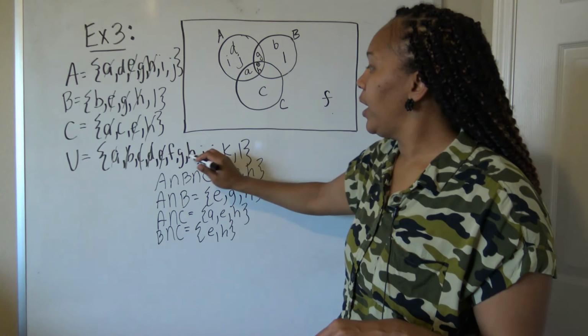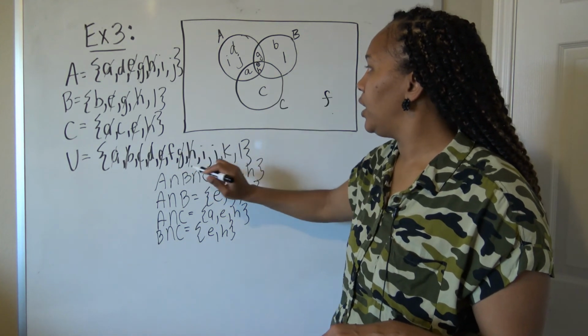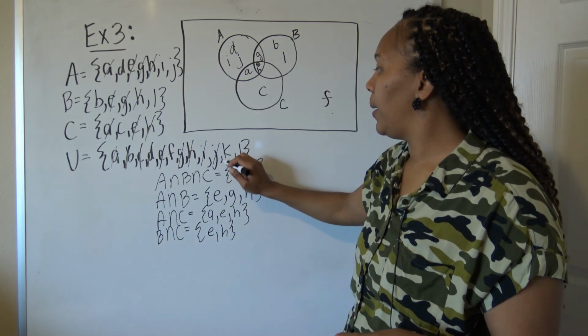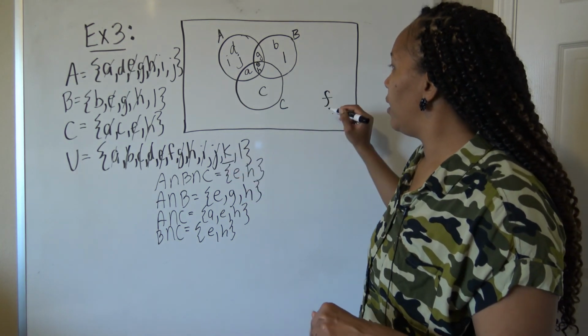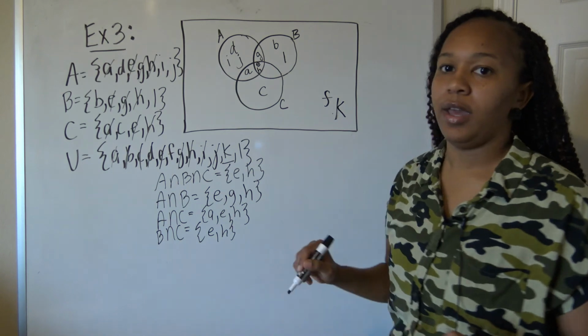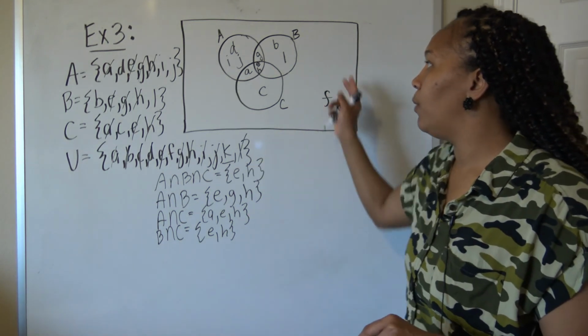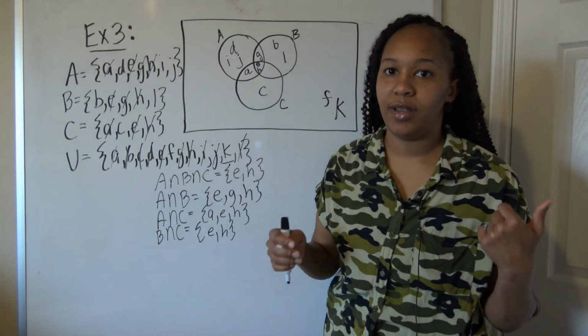And then it already has G, it already has H, it already has I, it already has J, but K, it doesn't have a K, so you would add a K on the outside as well. And then it already has L. And so that would be your universal set. So this is what your Venn diagram would look like.